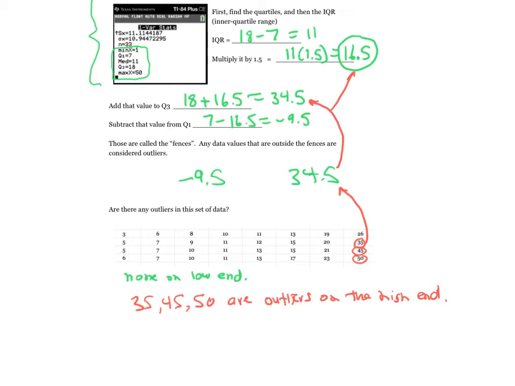So you need to be able to do this by hand. Once in a while in the AP exam, they ask if there are outliers and they ask to show work. So we have to understand how this works.